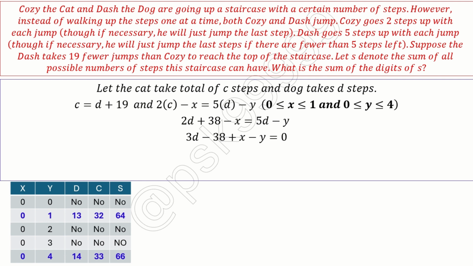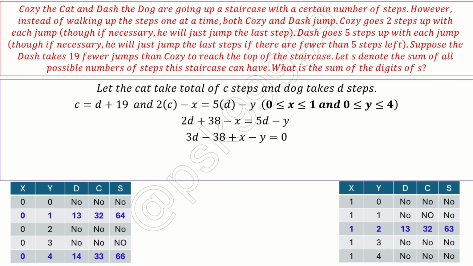Now, if x is 0 and y is 2, you don't get any integer value for D. Similarly, you get other options, which is for x equal to 0 and y equal to 4. You get D is 14, C is 33, and total steps are 66. Okay. Similarly, if you take x equal to 1 and y equal to 1, 2, 3, 4, 5, only for y equal to 2, you get an integer value, which is D is 13, C is 32, okay, and S is 63.